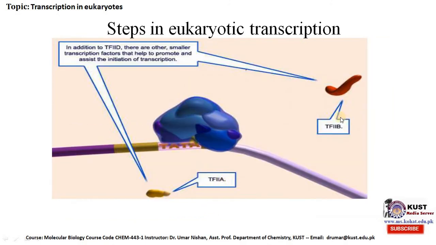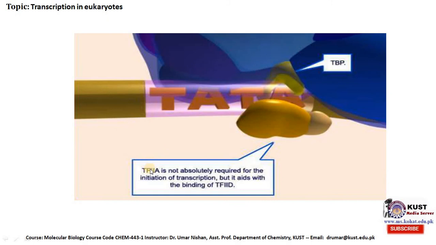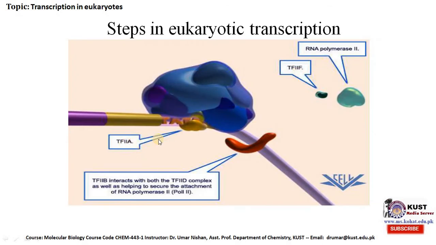Here is the TF2A, this is the TF2B. In addition to TF2D, there are other smaller transcription factors that help to promote and assist the initiation of transcription. TF2A is not absolutely required for the initiation of transcription, but it aids with the binding of TF2D. This is the TBP. TF2A is shown here. TF2B interacts with both the TF2D complex as well as helping to secure the attachment of RNA polymerase 2, pol 2.